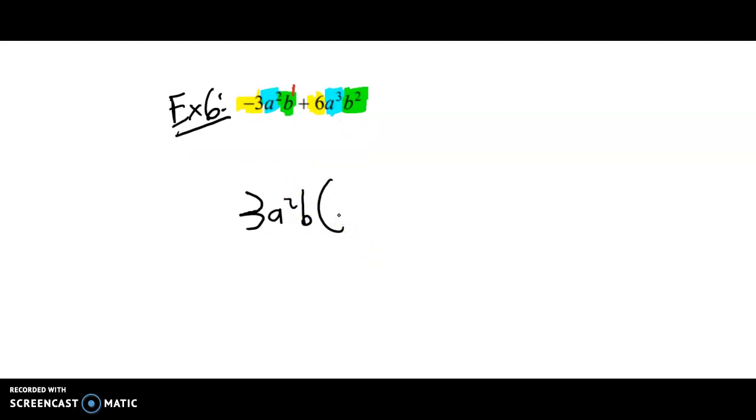All right, 3 times what is negative 3? That's negative 1. He had a squared. We took a squared. He had b. We took b. He's got nothing left. 3 times 2 is 6. He had a cubed. We took a squared. There is a single a left. Same thing, a single b left.